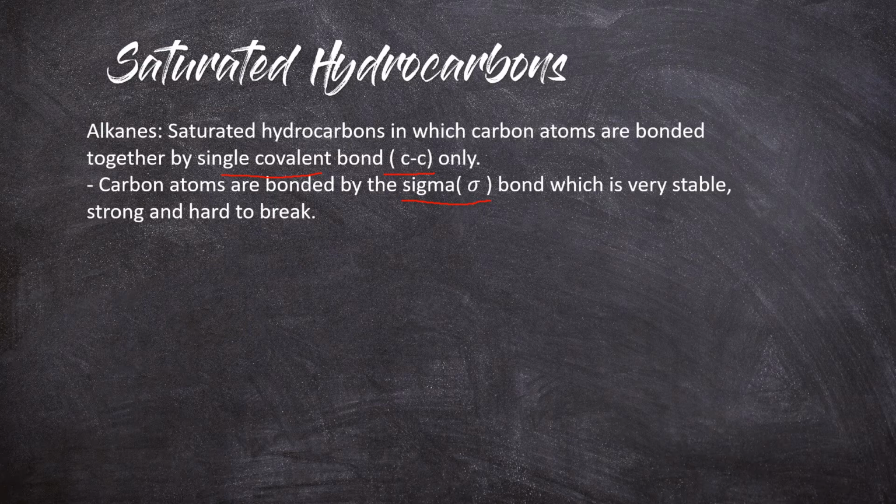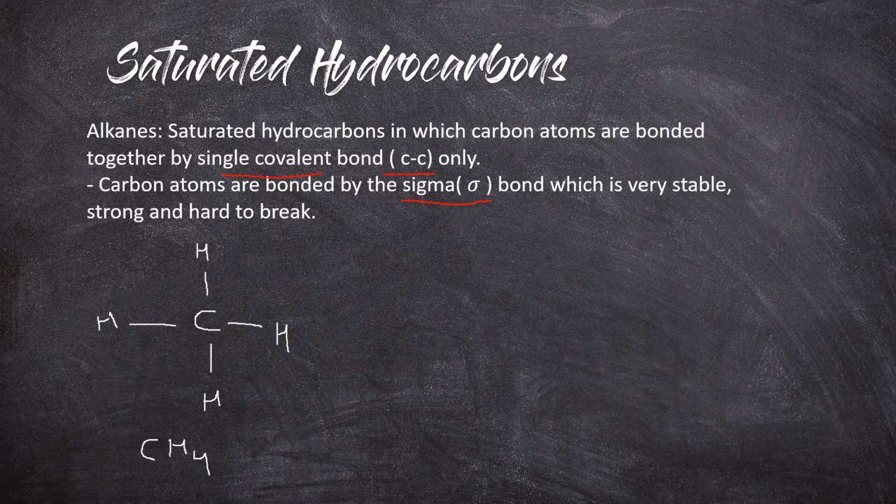I'll create one example. Here you can see C, this is a single bond. So this is methane, CH4, meaning it is one C and four hydrogens. So this is CH4.